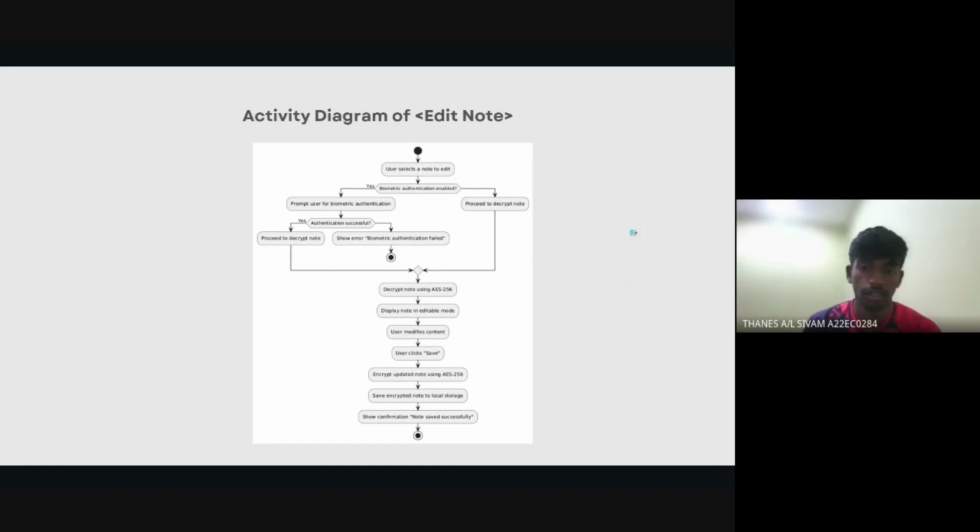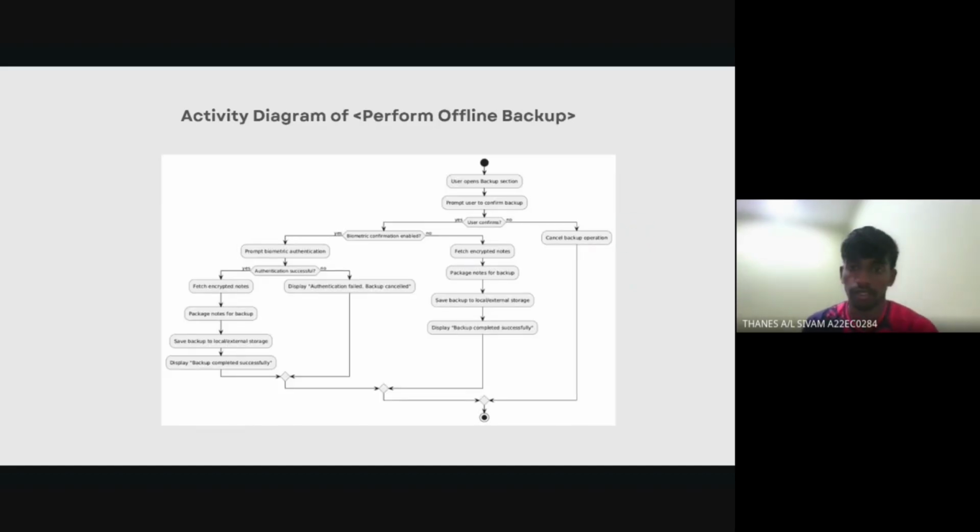This is the activity diagram to edit node. This is the activity diagram to perform offline backup. So there's a backup section. The user opens the backup section, the system prompts the user to confirm the backup, the user confirms, and then there will be a biometric confirmation also. So it prompts biometric authentication. If the authentication is successful, it fetches and packages nodes for backup and saves the backup. If the authentication fails, the backup will fail.